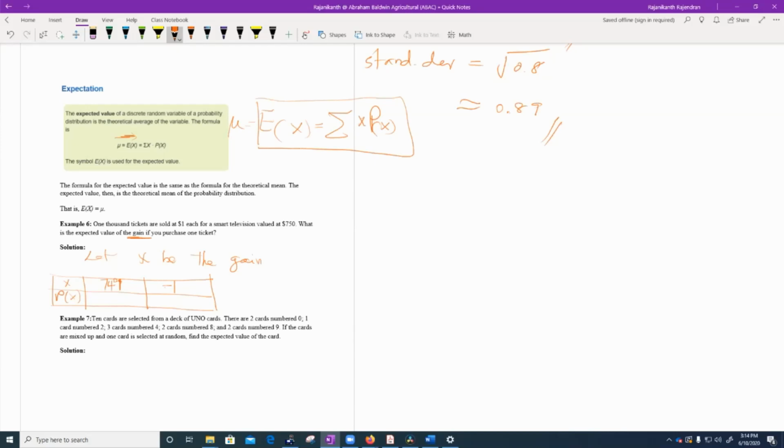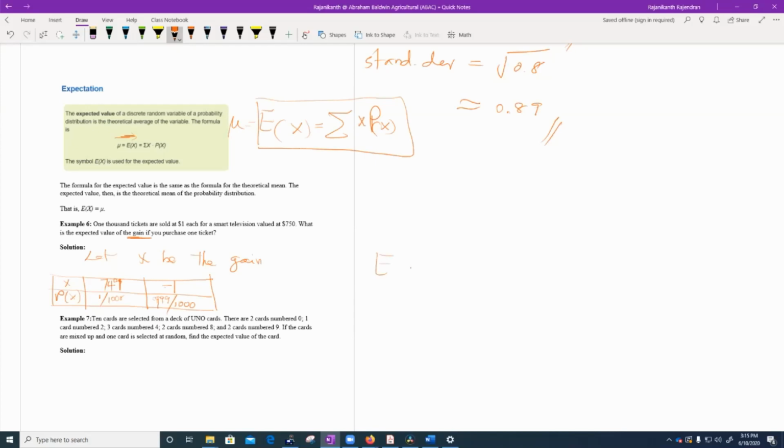Okay, now find the corresponding probabilities. What is the chance of winning the television? Remember, they are selling 1,000 tickets. Only one of those 1,000 tickets is going to be the winning ticket. Therefore, the winning probability is 1 out of 1,000. The remaining 999 tickets are going to be losing. Therefore, the losing probability is 999 over 1,000. So now we have the probability distribution table.